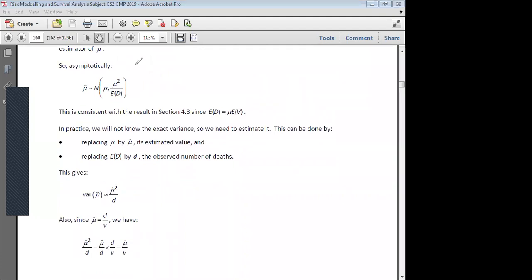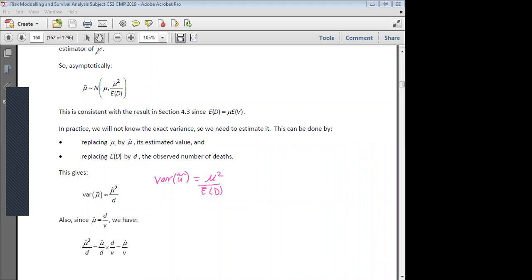So let us try to have a look at that. This is kind of important, I would say. So now you know that your variance of mu tilde is what? It is something like mu square upon expectation of d. But again, this is in terms of the population parameters. So what we are going to do is replace mu by mu hat, which is its estimated value, and replace expectation of d by d.